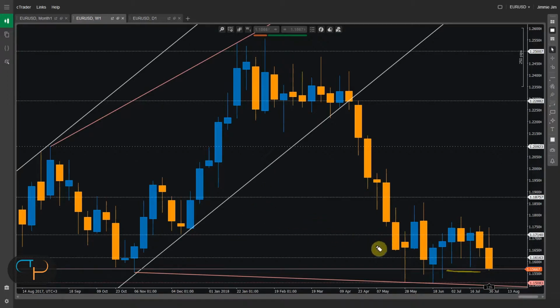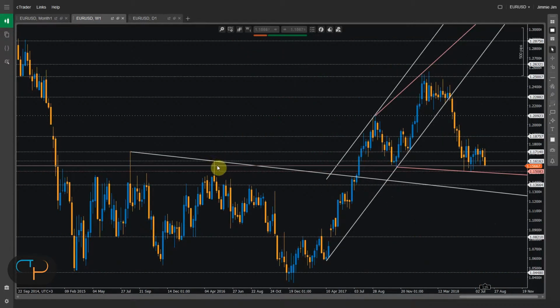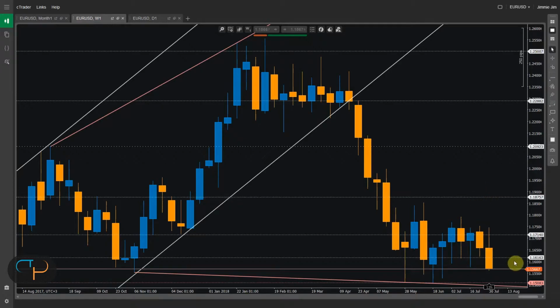Another argument is the fact that this candle closed under this 1.1616, which is the projected level from this high over here, and also closed under the psychological level 1.16, which of course can be considered the psychological correspondent of this 1.1616. So it's kind of the same thing, under an important level.